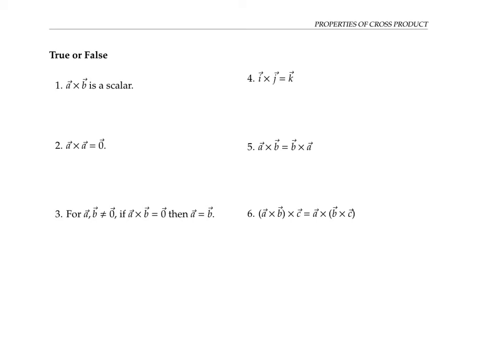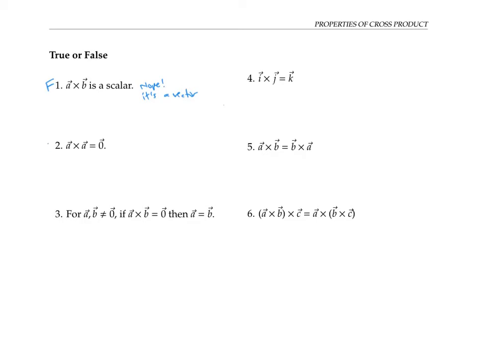If you think that the property is true, try to give a proof or argument for why. And if you think it's false, try to come up with a counterexample. That is, an example that breaks the statement. The first statement is false. By definition, A cross B is a vector whose direction is given by the right-hand rule.